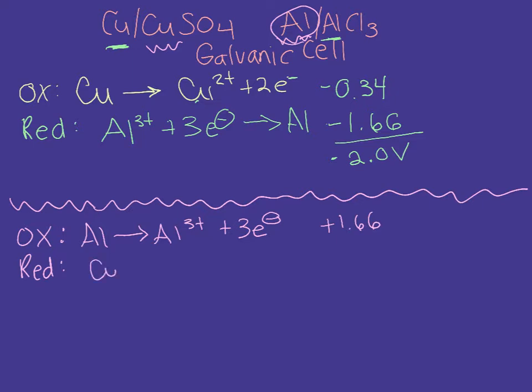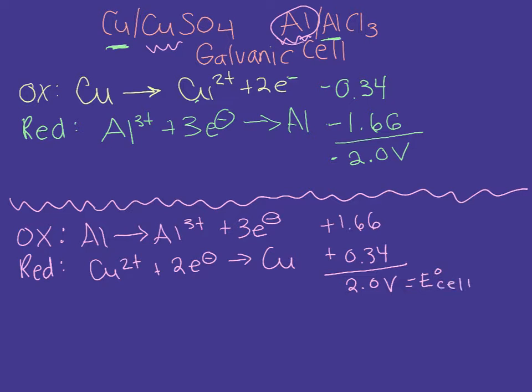So now copper 2 plus is getting reduced to copper metal. And that would be positive because when I look it up, that's its value on the table. And when we don't flip, this would give us 2.0 volts, and that would be our E cell value. Okay, so we've now tried both out. When copper was oxidized and aluminum was reduced, it did not work. So we're going to give this one the big cross out.